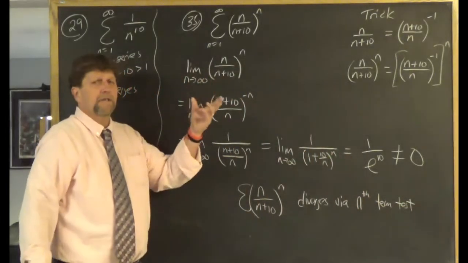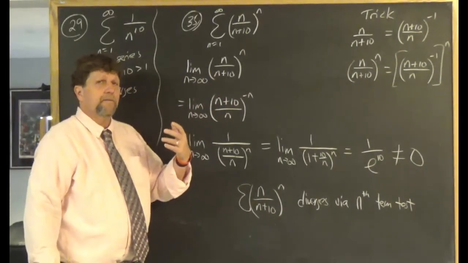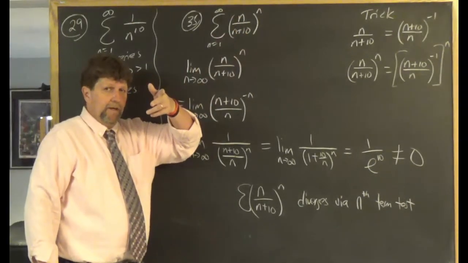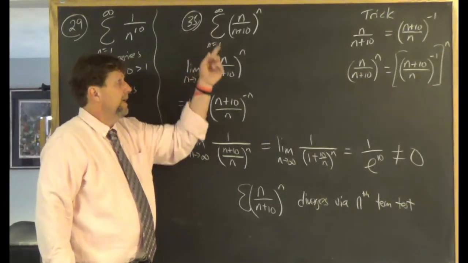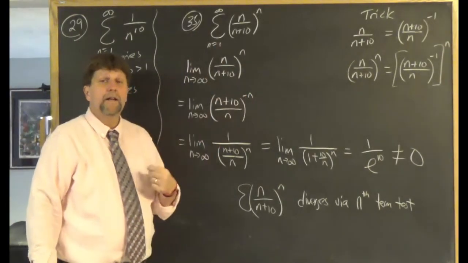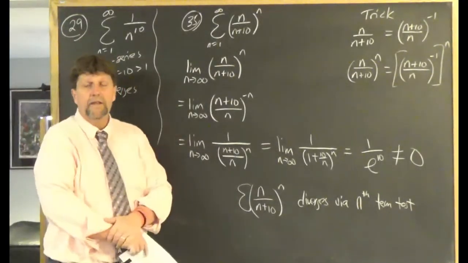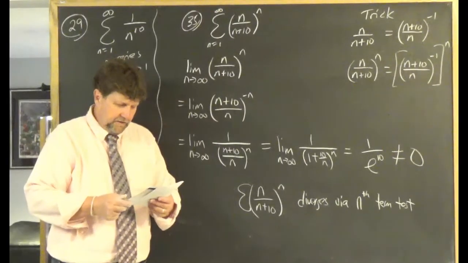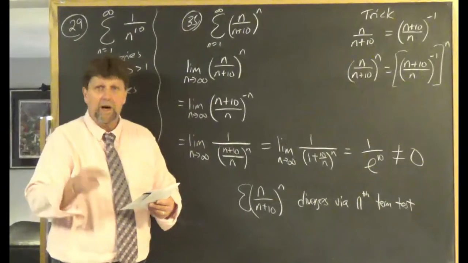So folks, this trick was kind of important. We're going to see, coming up in the future, that sometimes we want to flip the numerator and denominator. And one way of flipping the numerator and denominator is to introduce a negative exponent. So that's why I thought I would show you the trick, and that's why I thought 35 was a good one to do.